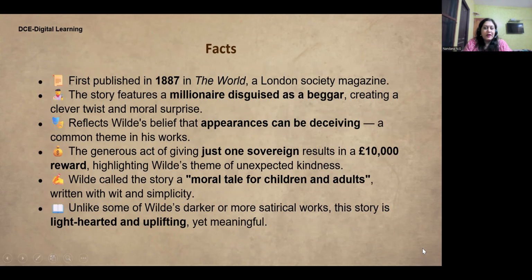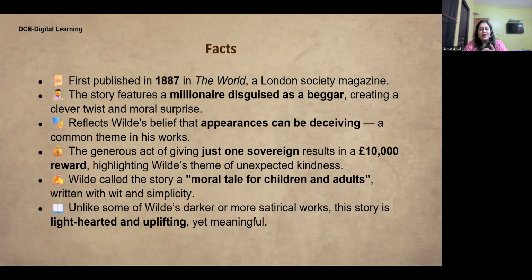Let us go through a few interesting facts about the story so that we understand the story much better in the next session. The story was first published in 1887 in The World, a London society magazine. The story features a millionaire disguised as a beggar, creating a clever twist and moral surprise. It reflects Wilde's belief that appearances can be deceiving, a common theme in his works. The generous act of giving just one sovereign, a kind of currency that was prevalent in those times, results in a 10,000 pound reward, highlighting Wilde's theme of unexpected kindness.